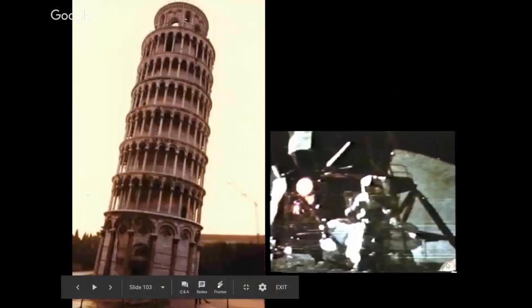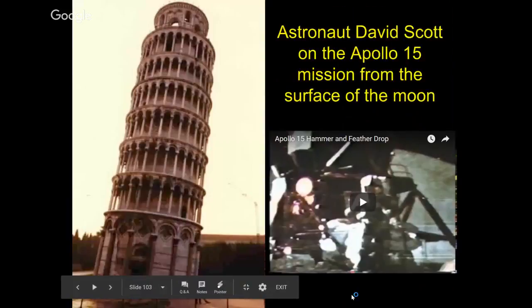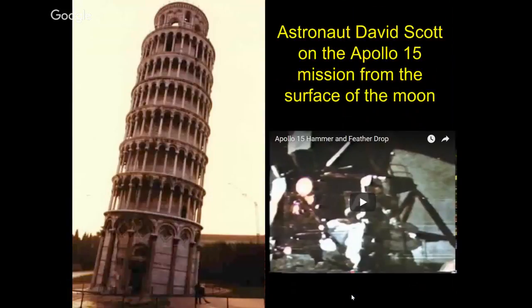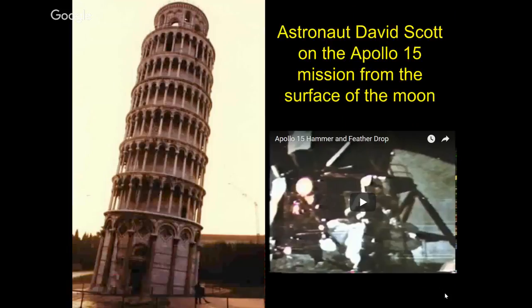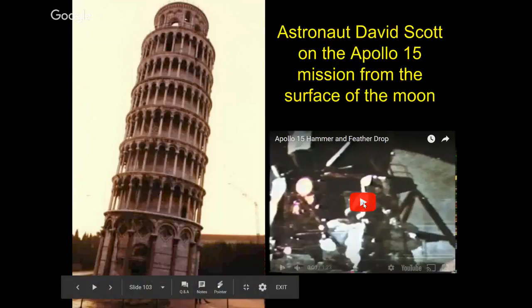Well, here's an experiment Galileo did. You probably have heard of this, but the Leaning Tower of Pisa, he went up on the tower and he dropped a small rock and a very large rock, and he dropped them at the same time. Do you know what happened? They landed at the same time. They did. That's right. It's an important principle. And on Apollo 15, astronaut David Scott repeated this experiment. I'm going to show you a little video on this.